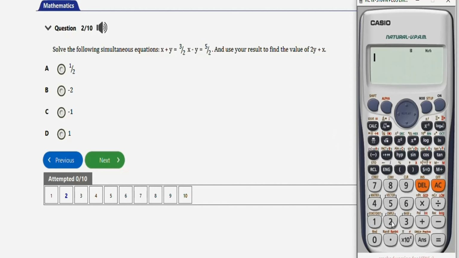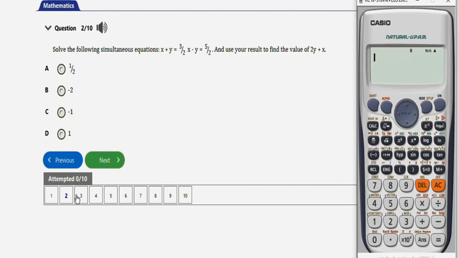Then let's evaluate. Our y was minus half, so that's 2 times minus 0.5, which is minus half times 2, plus our x, which is 2. Let's press equals. We have 1. The right option is option D. So that's it for this question, guys.